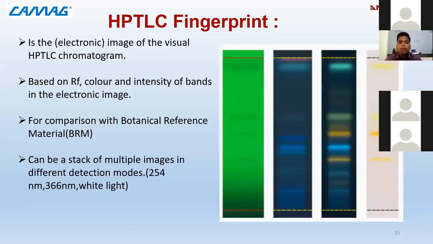So you will get an image with a visual HPTLC chromatogram based on the Rf, color and intensity of the bands in the electronic images. Then you can compare it with the BRM. BRM is botanical reference material, and you can stack multiple images in different detection modes like 254, 366 and white light. So here are images of the fingerprints.